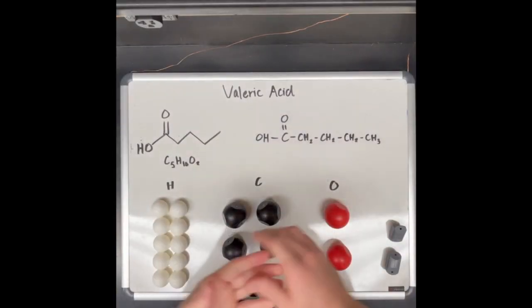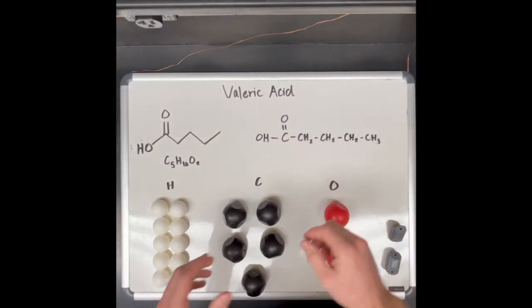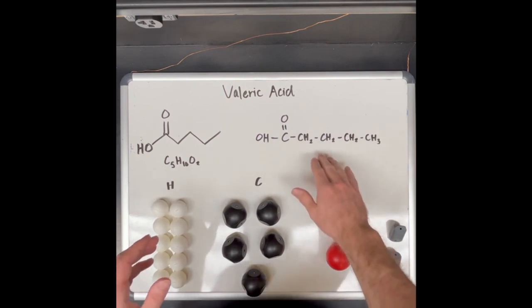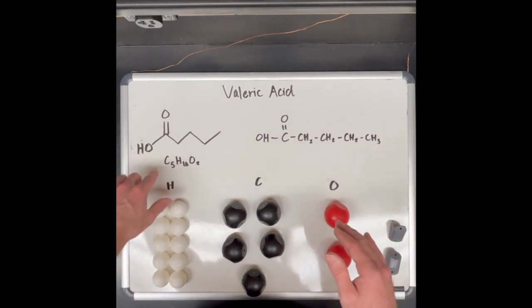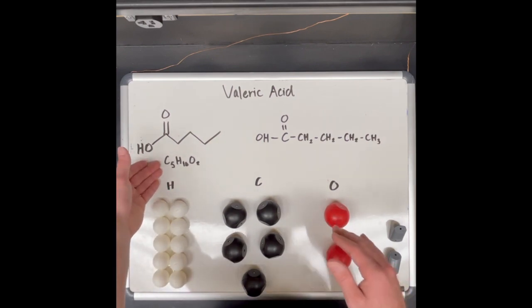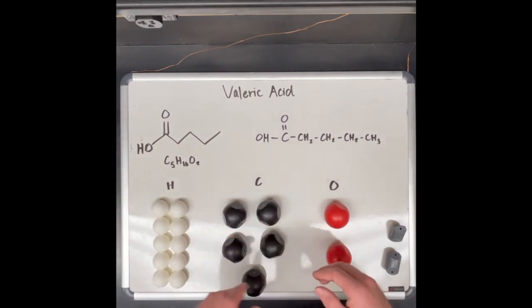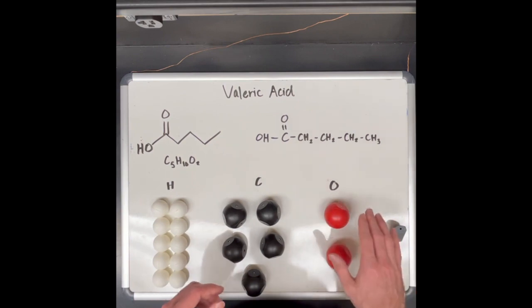So I will now show you how to build the physical structure for valeric acid with the Snatoms molecule kit. So to begin, on the right, I drew the Lewis-style structure for valeric acid, along with, on the left, the condensed structure, and then the molecular formula for valeric acid is C5H10O2, with 5 carbons, 10 hydrogens, and 2 oxygens.